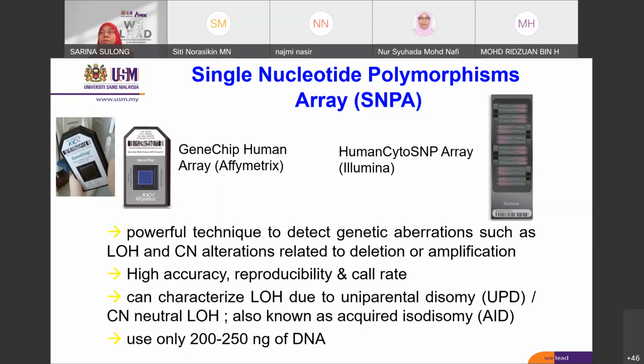As a result, SNP array has been increasingly applied to hematopoietic neoplasms to search for clinically significant genetic abnormalities. A large number of CNVs and UPDs have been identified in a variety of hematopoietic neoplasms. And CNVs detected by SNP array in some diseases or neoplasms are of prognostic significance. Actually this technology only uses about 200 to 250 nanogram of a DNA sample.